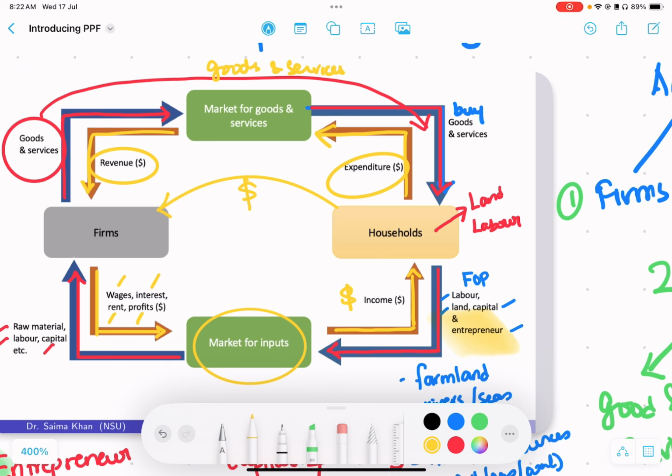All right, so that pretty much ends the first part of this video. And then in the next video, we are going to be introducing the production possibility curve.